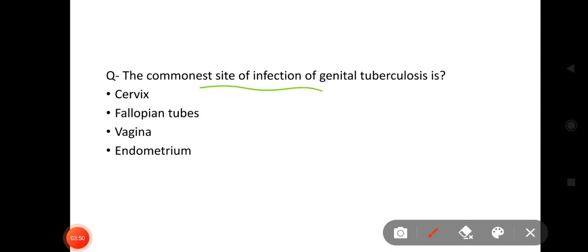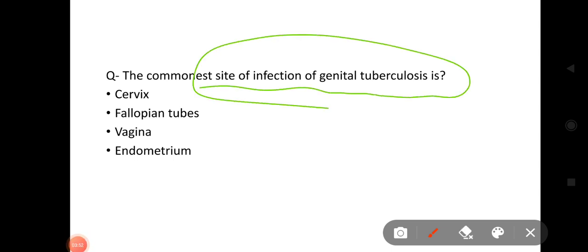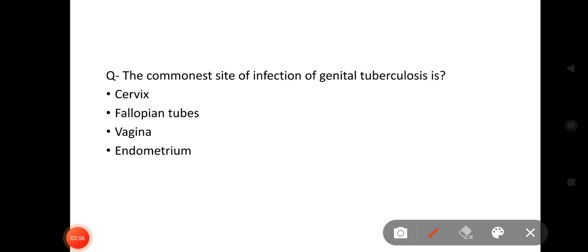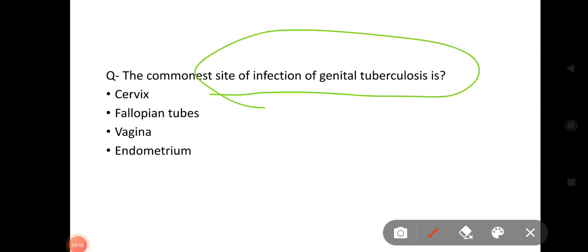Now the commonest site of infection of genital tuberculosis: cervix, fallopian tubes, vagina, or endometrium. So the answer is B, that is fallopian tube. So the most common site of infection in genital TB is the fallopian tubes.